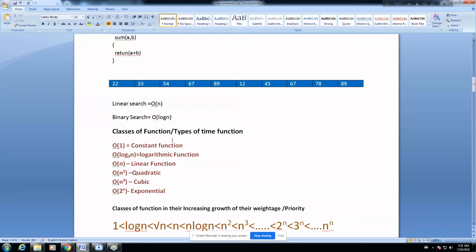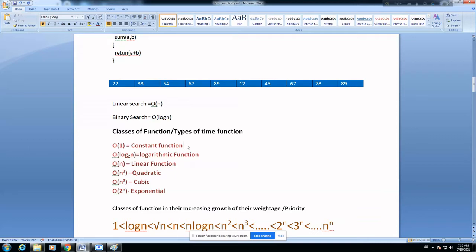So we know that the efficiency of binary search is more than the linear search. And we know that O(log n) is less than O(n). So how can I tell that O(log n) is less than O(n)? For that we have to depend on some classes of functions. Look at this. These are the classes of functions. First is O(1). Remember, this one is order of 1. It's not a big O notation right now. We will discuss big O notation, big omega, big theta in my next tutorial.